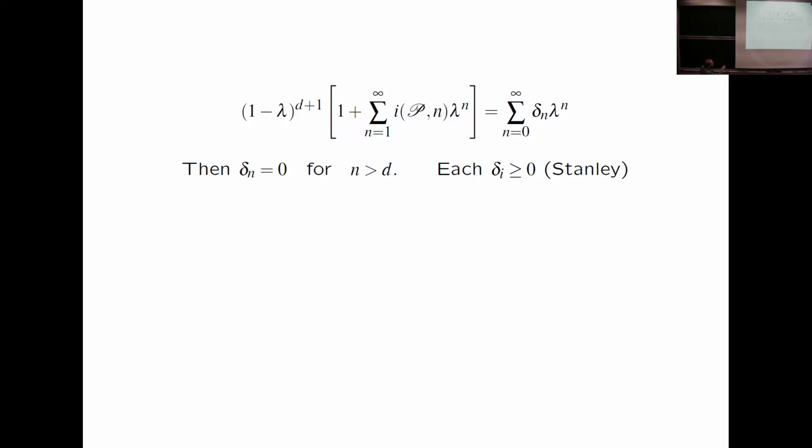And expand the numerator as the sum of delta_n lambda^n. Since i_P(n) is a polynomial in n of degree d, delta_n equals 0 for all n bigger than d. In commutative algebra, this is the Hilbert function, and this generating function is a Hilbert series. And also Richard Stanley showed that each delta_i is non-negative.